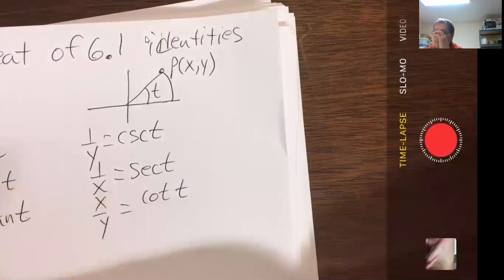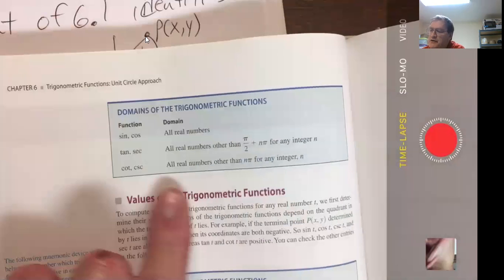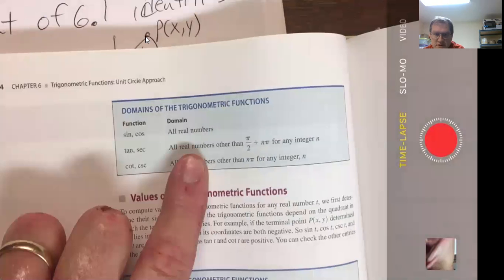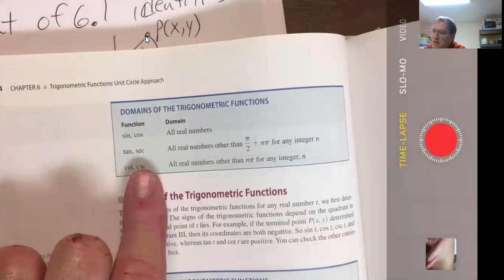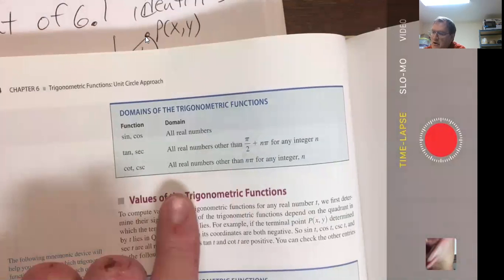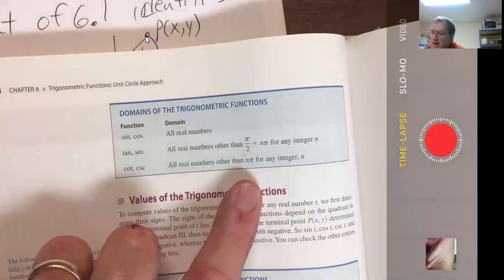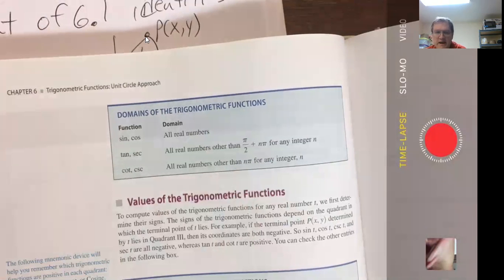Okay. So then they talk about domains. Sine and cosine, it's all real numbers. Tangent and secant, it's all real numbers other than odd multiples of pi over 2. And cotangent, it's all real numbers other than multiples of pi. Okay, and they repeat the signs of the trigs.